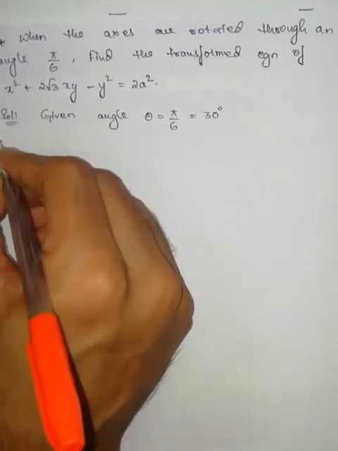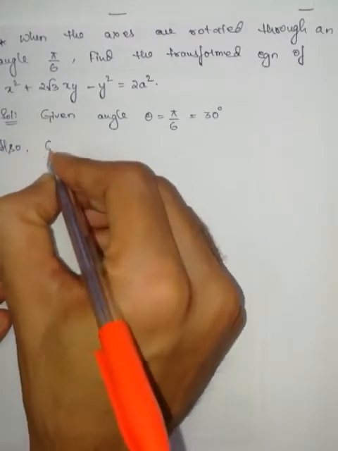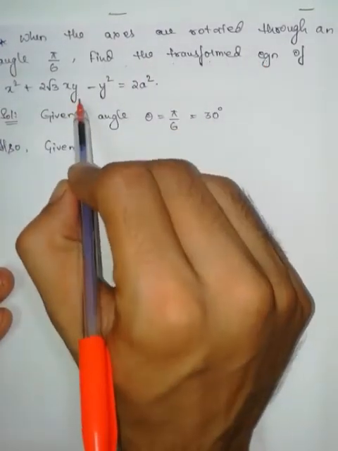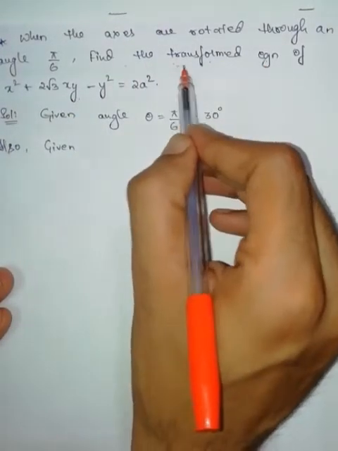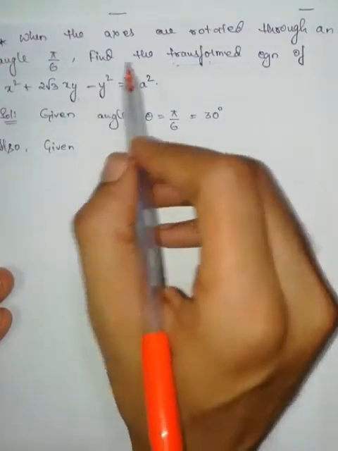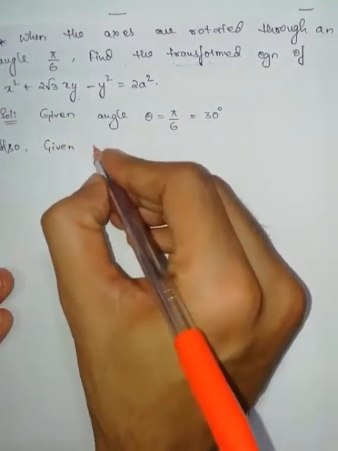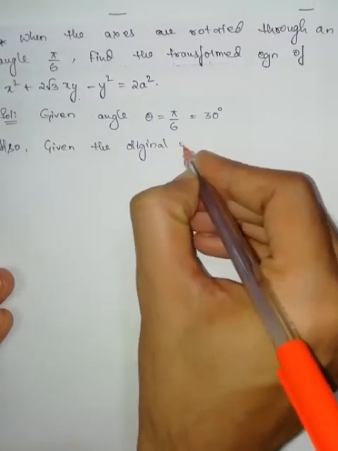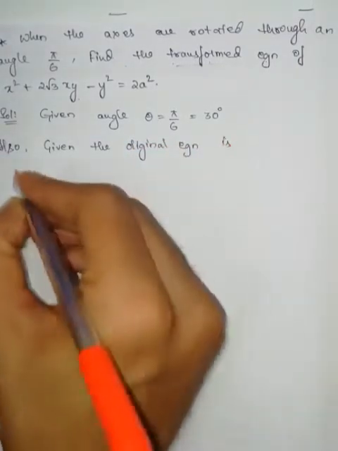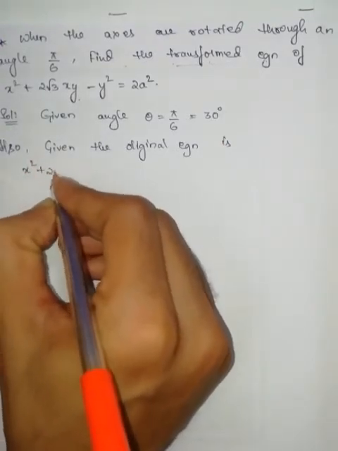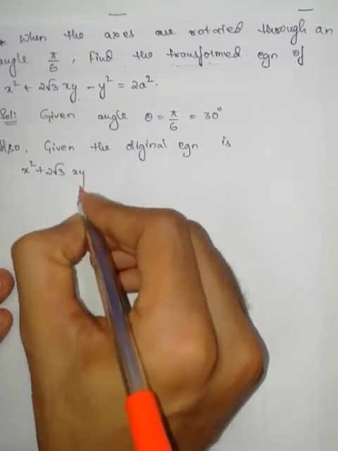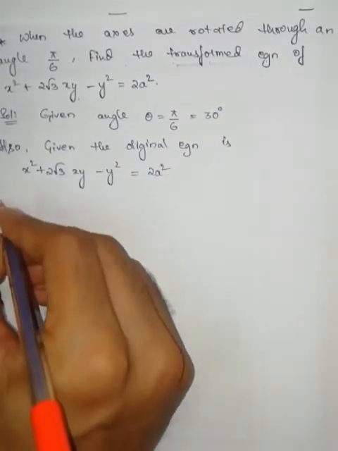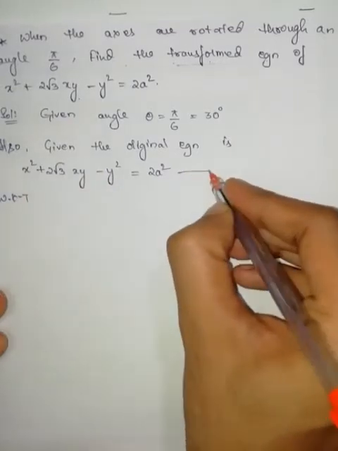Since we have to find the transformed equation of this equation, the given equation is the original equation. The original equation is x square plus 2 root 3 xy minus y square is equal to 2a square. Let us take this as equation number 1.